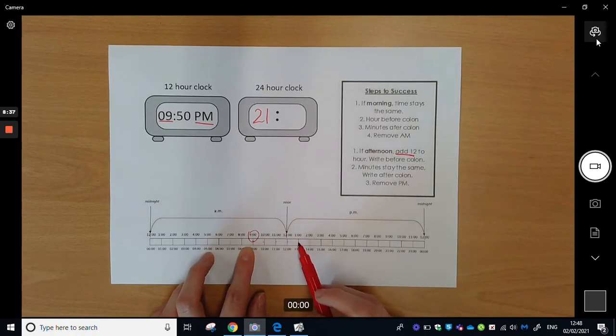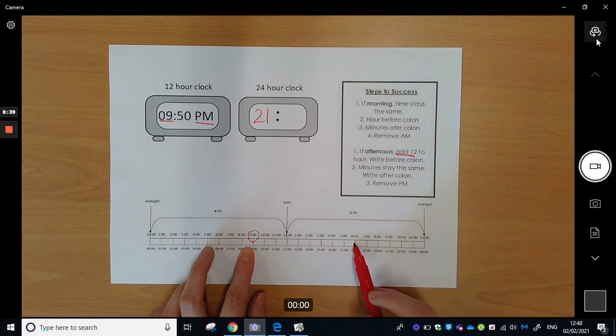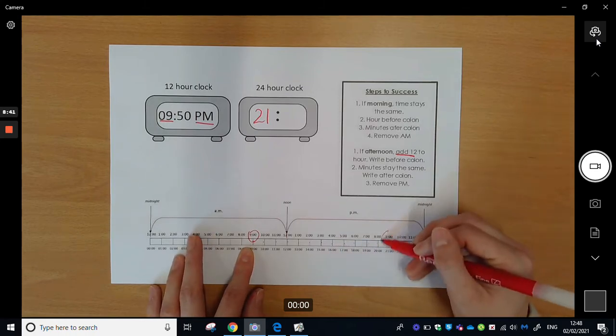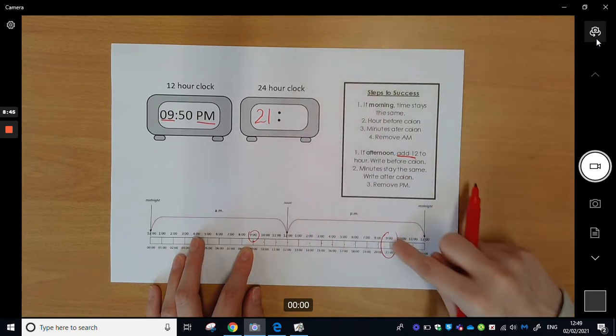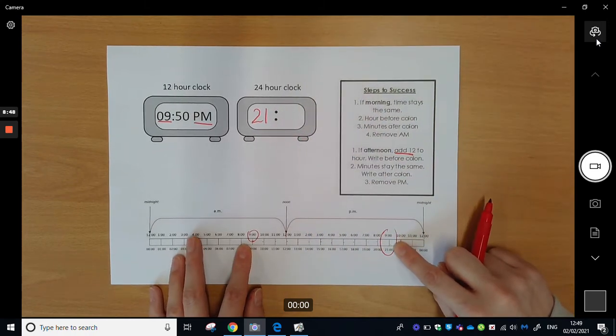1, 2, 3, 4, 5, 6, 7, 8, 9, 10, 11, 12. So 9 o'clock in PM is 2100. So I know I've got that correct. So you can use that today to support you.